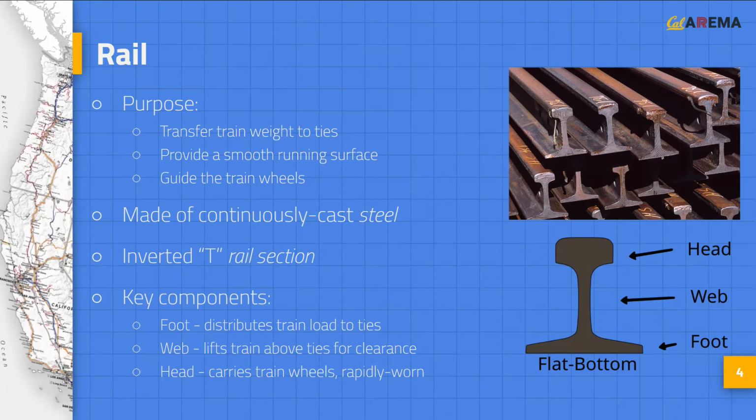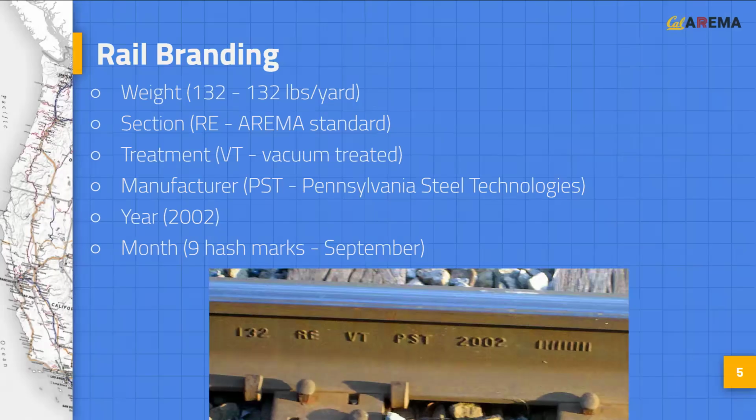The foot of the rail is what distributes the weight of the train to the ties below. The web elevates the train above the ties, giving clearance for the wheel flanges and keeping the train clear of debris between the rail. The rail head is what actually supports the train's wheels and is therefore the part of the rail section that experiences the most wear.